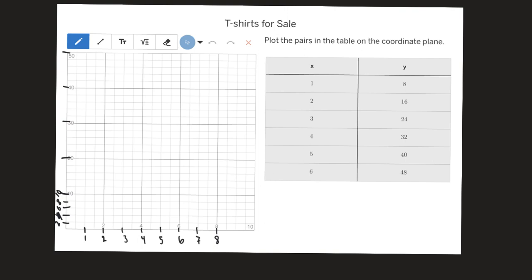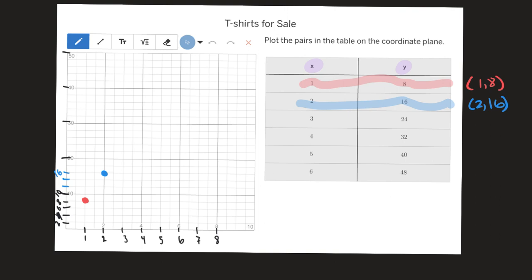Okay, now let's look at our points. We have the x relationship and the y relationship. So my first one here, if we look at this point, x is 1 and y is 8. Or we can call it the point 1, 8. We're going to go over 1, up 8. Okay, the second point here, we have the point 2, 16. So we go over to 2, up to 16, which happens to be right there because it's 2, 4, 6. So that's 16.